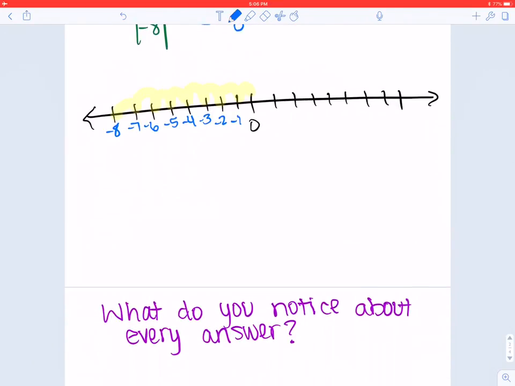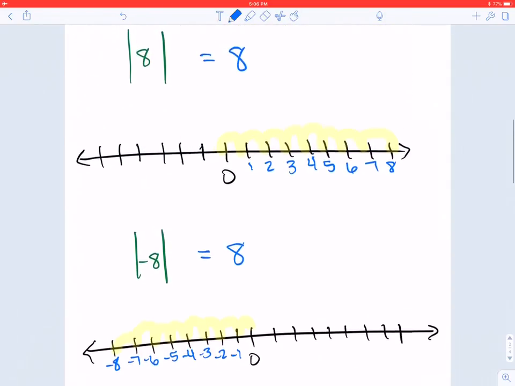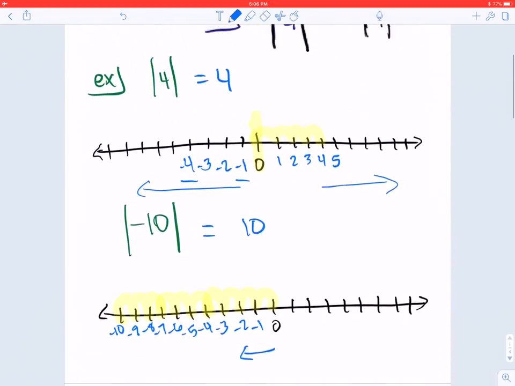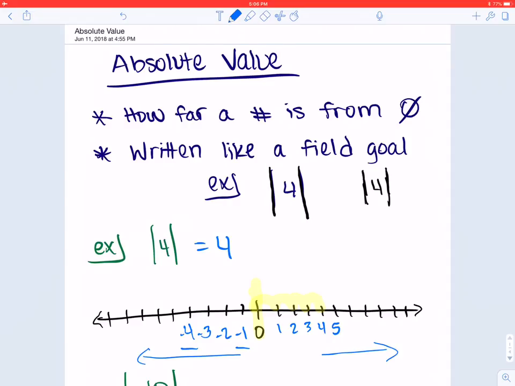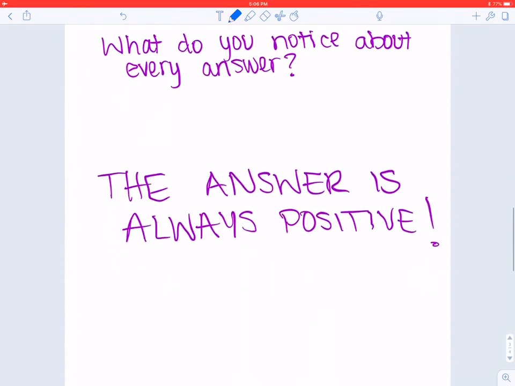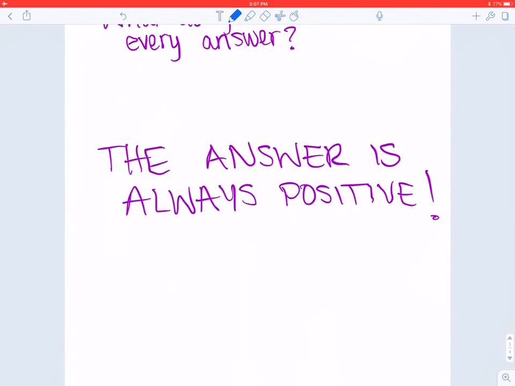What do you notice about every answer? 8, 8, 10, 4. The answer is always positive. When we're finding absolute value, our answer is always going to be positive because to count spaces, we're counting. There's an actual distance there, even if it's not in a positive direction. Our answer is always positive.